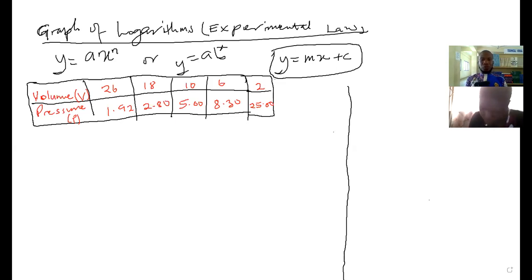How far have you gone? Yes, I'm done with the graph, so I'm now coming to look for my values.